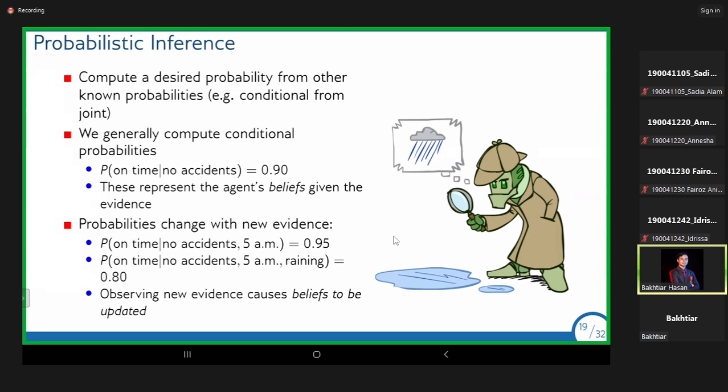So the probability that we are on time given no accidents might be 90%. But let's say we are driving at 5 a.m. in the morning, starting from our home very early, it's more likely that there will not be any traffic jam, and it's more likely that we will be on time, right? But if it's raining, then it might be less likely, right? So observing new evidence causes our beliefs to update, and that is the important part of designing a rational agent. That is the basic idea.